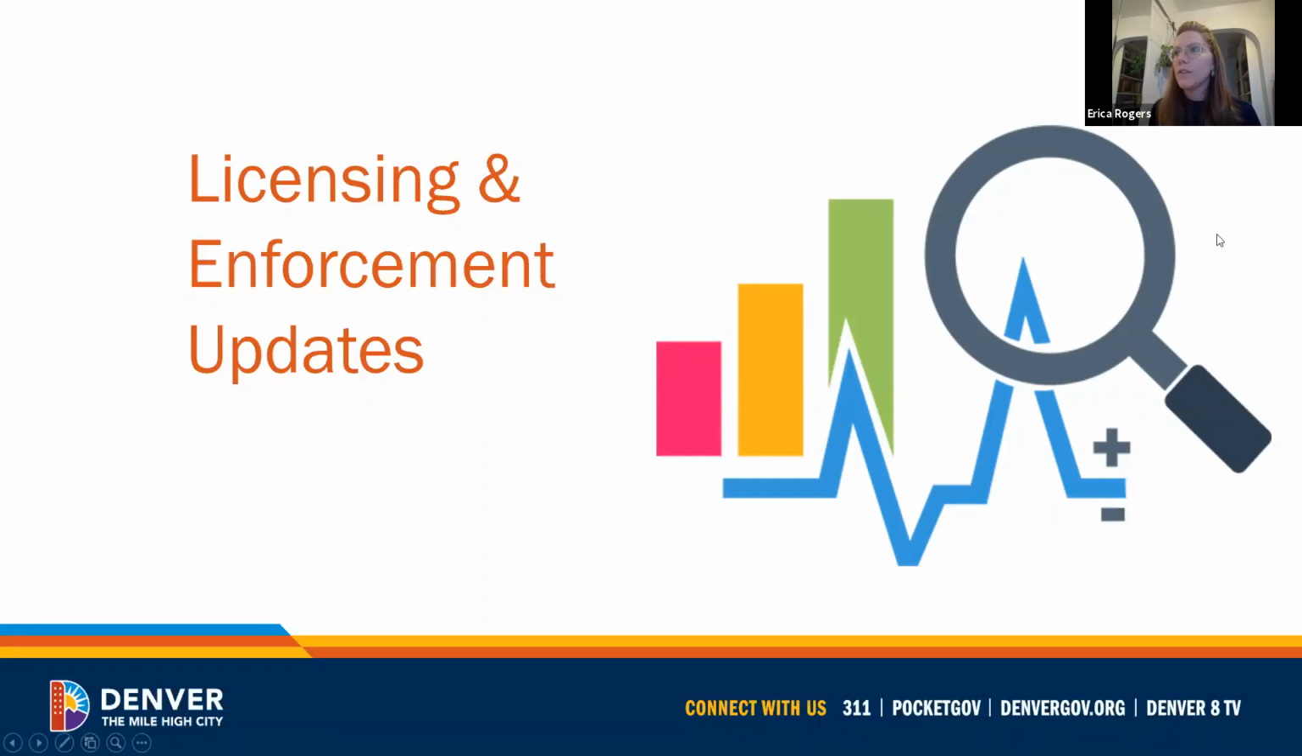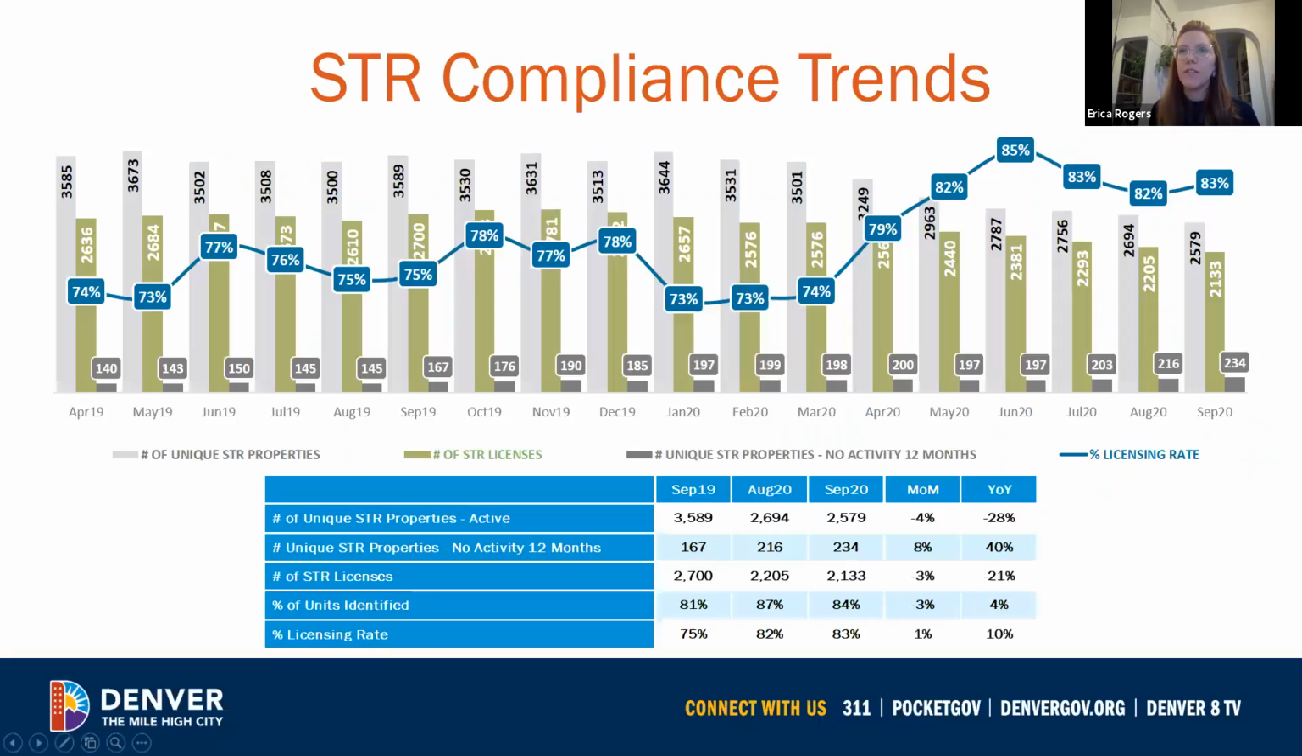We will start with what we typically start with, which is the compliance trends. And this is our ongoing look, historical look and current look of a snapshot of our number of unique properties being advertised in Denver, the number of active short-term rental licenses, and then looking at the comparison between those to get a licensing rate. So we are hovering pretty consistently in the low 80s throughout this year.